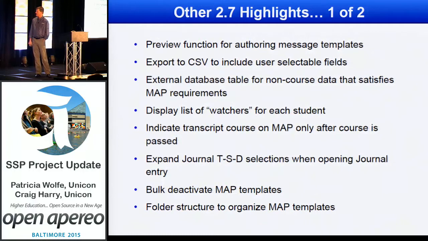So some other 2.7 highlights that I'll just really quickly review. We're adding a preview function for message templates. So right now, message templates are HTML markup. They're difficult for an admin or somebody else to kind of wade through. So we're adding a preview function so that they can see it before they save it. Kind of eliminates all that HTML markup in there.